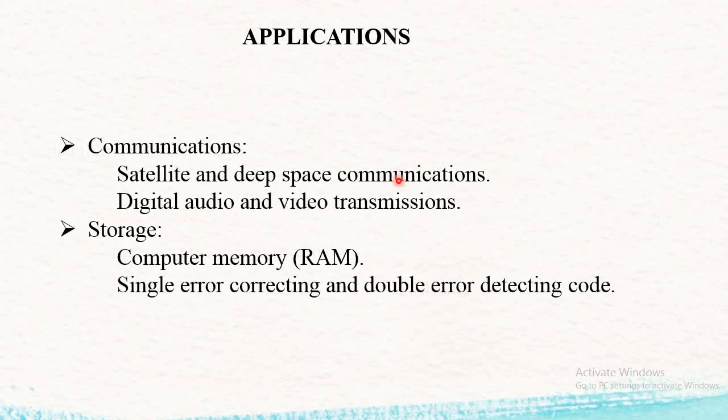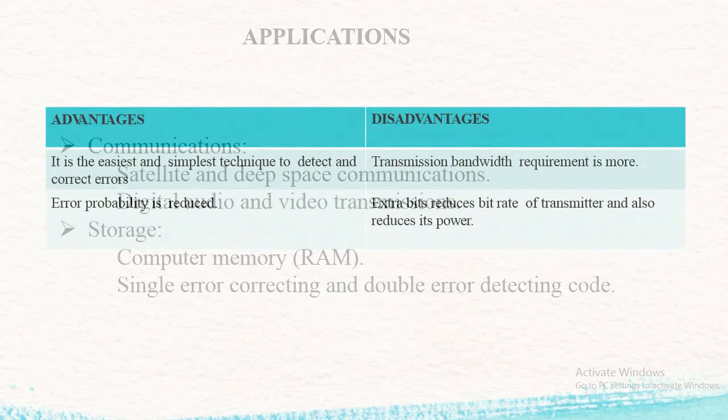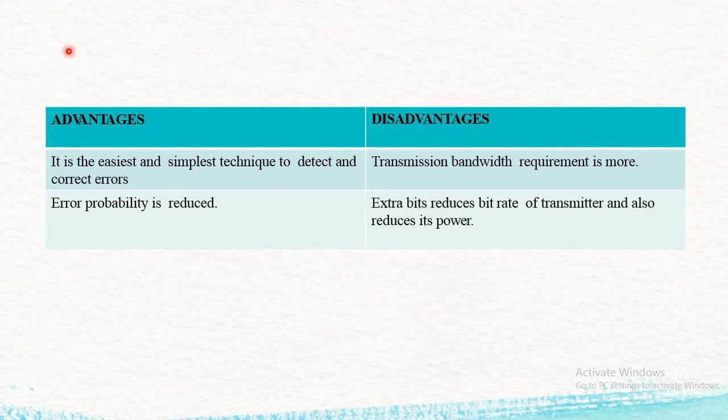Then the last points. First, applications where we are using LBC codes in communication. The first is satellite and deep space communication, which is a basic example where we use LBC codes. The second example is digital audio and video transmission. Then for storage, we use LBC codes for computer memory, for RAM storage, and for single error correction and double error detection codes.